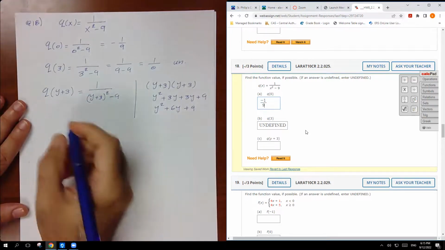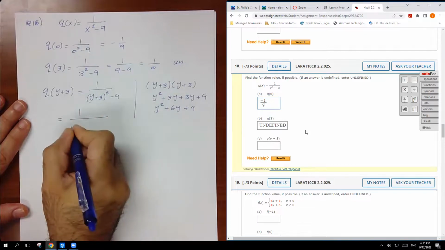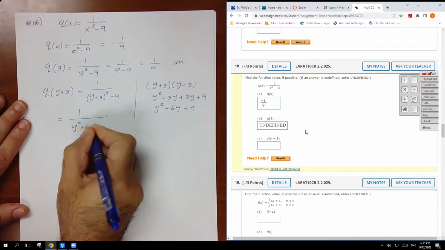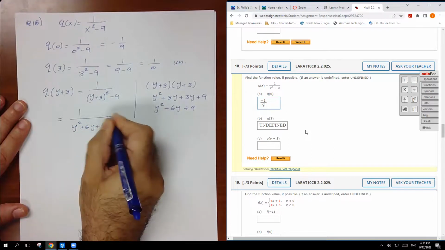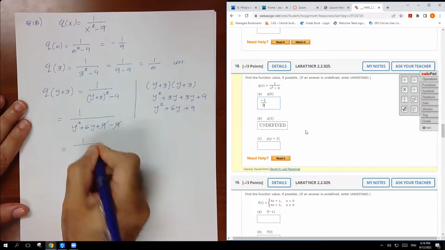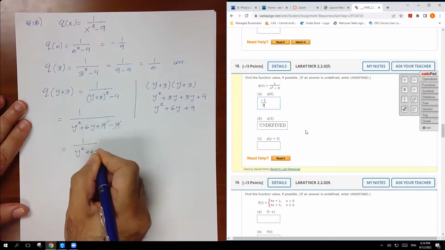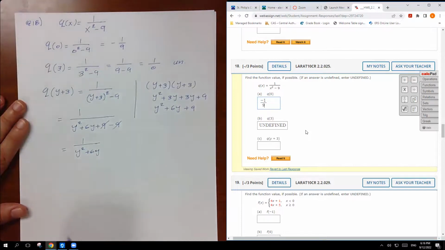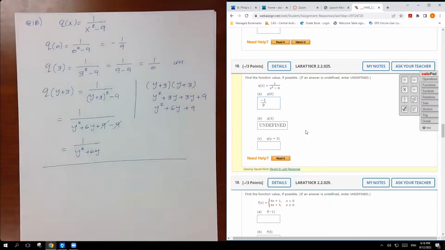So let's go back here, and this one is going to be equal to 1 over y squared plus 6y plus 9 minus 9. So this 9 cancels with this 9, so the result is going to be 1 over y squared plus 6y. That's it. This is the result for question 18C.